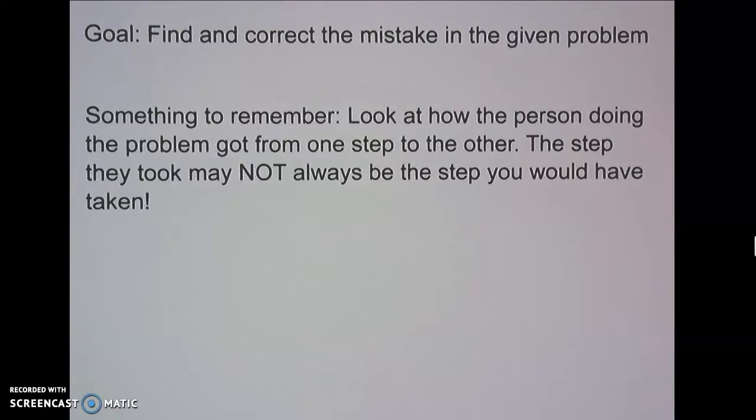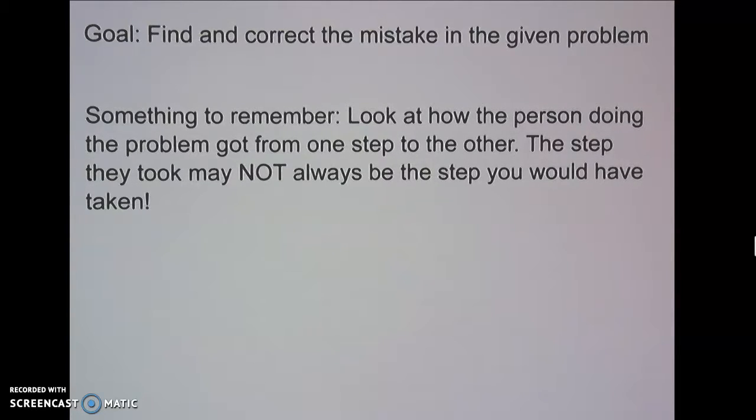Today we're going to be working on finding and correcting the mistake in a given problem. So we're going to be given a question, all of the work, all of the justifications for that work, and our job is going to be to find the mistake. Sometimes it could be in the steps of the work that the person has done, the computations, and sometimes the error could be in the property that that person has chosen or used as a justification for their work.